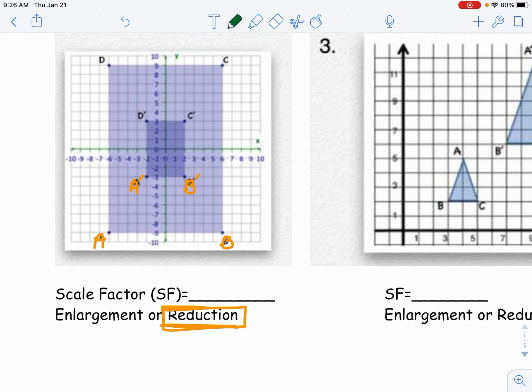All right, now focusing on some things like, let's look at A, that's at negative 6, negative 9, A prime is at negative 2, negative 3. So like what am I multiplying by? How do I get negative 6 to be negative 2, negative 9 to be negative 3? Well, you can think about dividing by 3 or multiplying by 1/3. That's what I'm doing. It's getting smaller by a factor of 1/3. So that's how you determine.